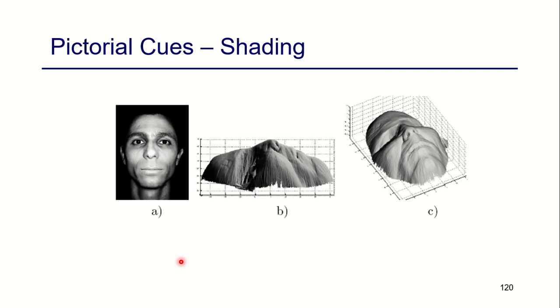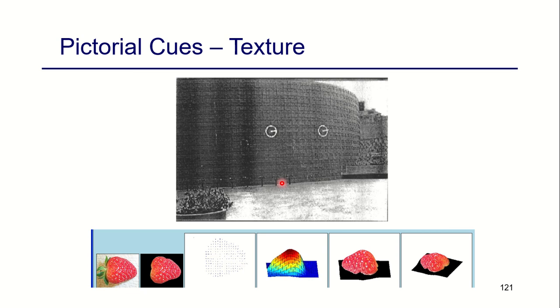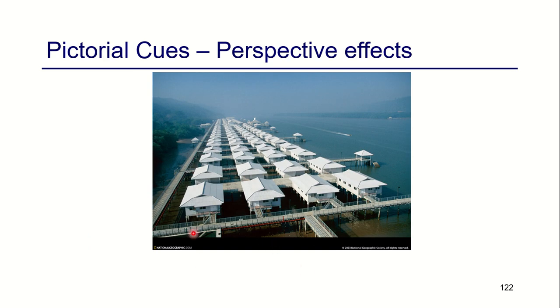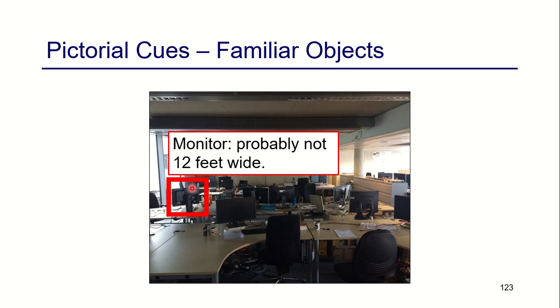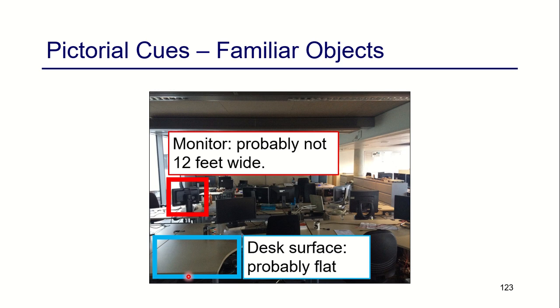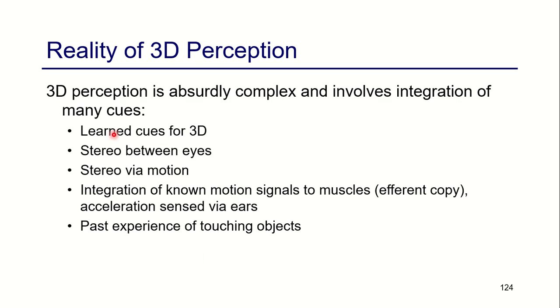So where is the position? We have some pictorial cues like shading and texture of the surfaces, then perspective effects. All these are pictorial cues. With familiar objects, you use all these pictorial cues and come to a conclusion of what you see. If you see a monitor, probably this much is the width of it, probably this much is the height of it. If it is a table or desk, it is probably flat. This way you can infer the image you have seen. So the reality is that 3D perception is absurdly complex and involves integration of many cues.